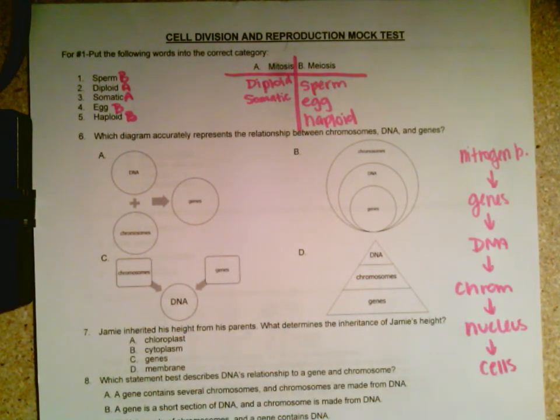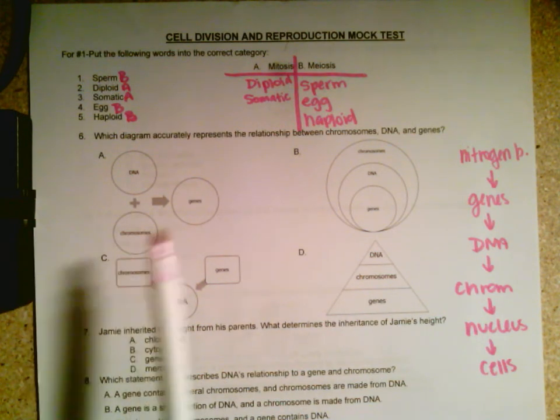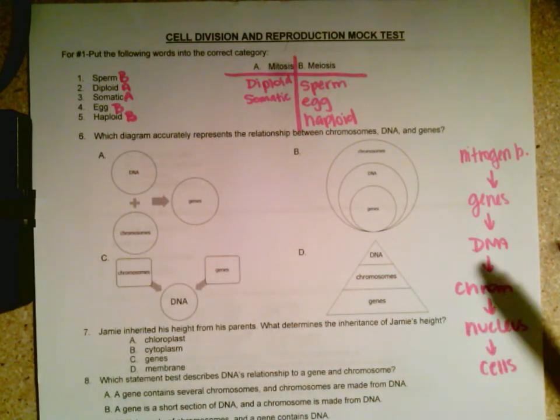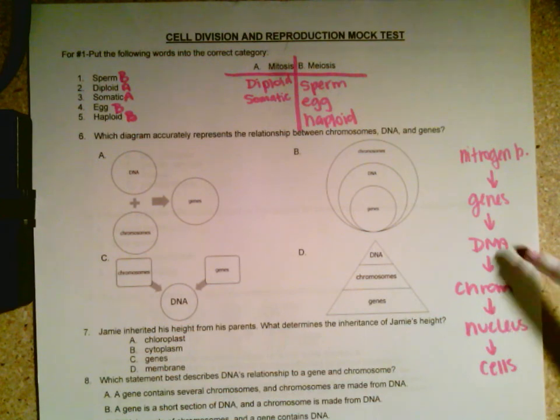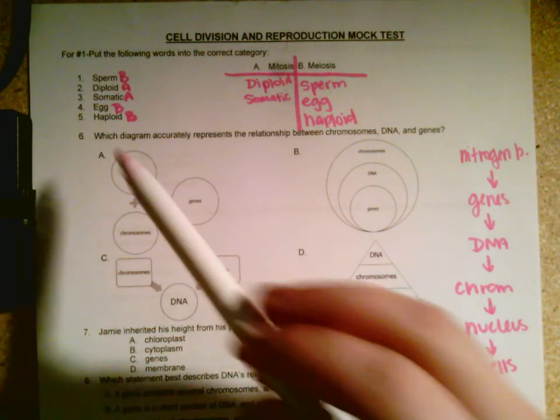So when we look at these different diagrams, we want to show something that's talking about size or the hierarchy. So A says that DNA plus chromosomes equals genes. And if we look over here, we have DNA and chromosomes. If we add those together, that doesn't equal genes. So we know that A is incorrect.